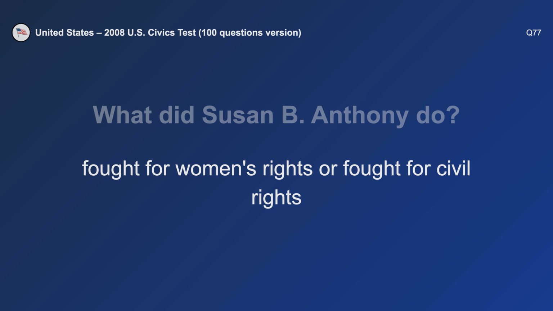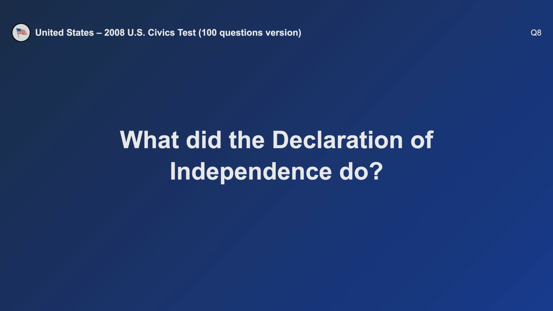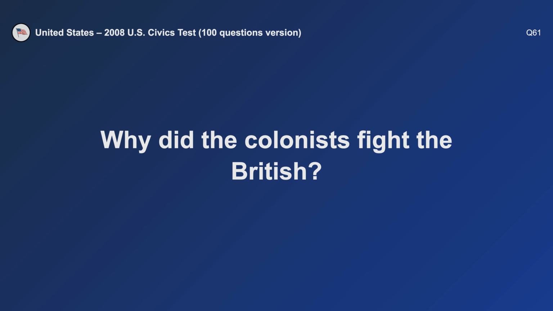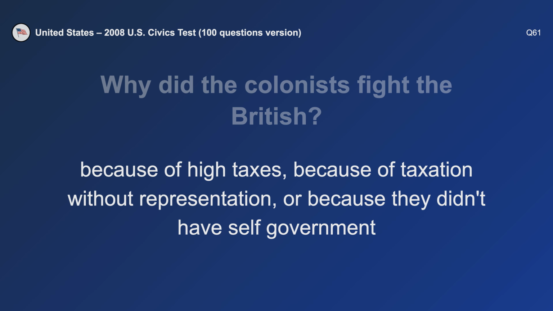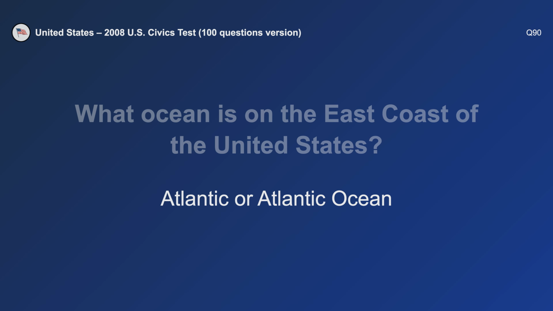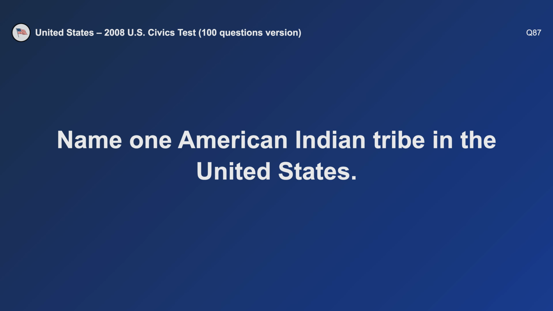Fought for civil rights. What did the Declaration of Independence do? Declared our independence from Great Britain. Why did the colonists fight the British? Because of high taxes. What ocean is on the east coast of the United States? Atlantic.